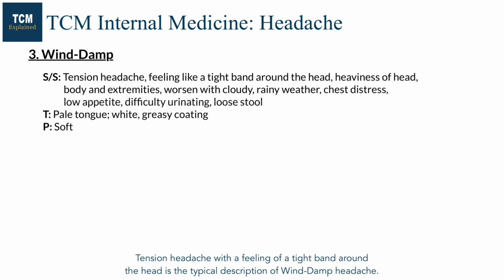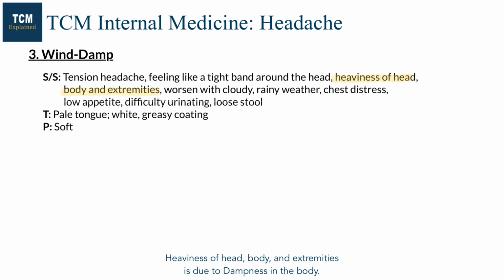Tension headache with a feeling of a tight band around the head is a typical description of wind damp headache. Heaviness of head, body, and extremities is due to dampness in the body. Damp can block the smooth flow of qi in the chest, causing chest distress. It can hinder the qi mechanism of spleen and stomach, causing low appetite and even nausea. It can also hinder the qi transformation in the bladder, causing difficulty urinating. Damp may manifest in intestines, leading to loose stool. These signs and symptoms will get worse with cloudy, rainy weather, since there is more dampness the body needs to deal with.